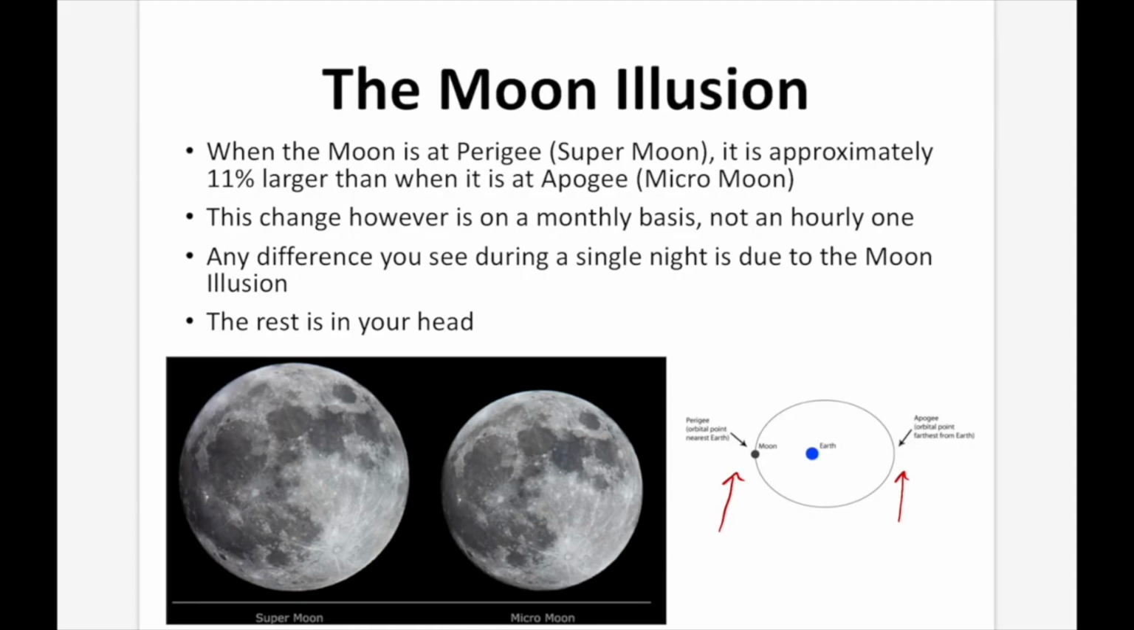This change, however, is on a monthly basis, not an hourly one. Any difference you see during a single night is due to the moon illusion. The rest is in your head. And that concludes our lesson on the moon.